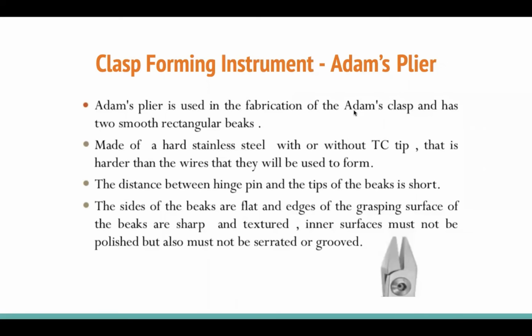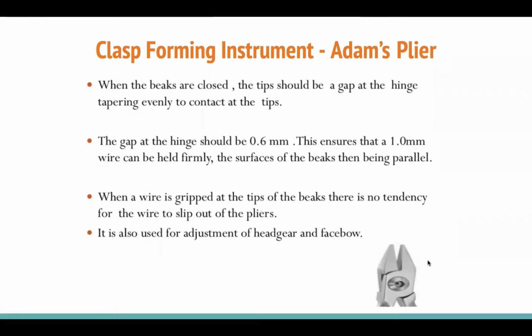Adam plier is used for the fabrication of the Adam clasps and has two smooth rectangular beaks made of hard stainless steel with or without tungsten carbide tip. The distance between the hinge pin and the tips of the beak is short. The sides of the beak are flat, and the edges of the grasping surface of the beak are sharp and textured. Inner surfaces must not be polished, but also must not be serrated or grooved. When a wire is gripped at the tip of the beak, there is no tendency for the wire to slip out of the plier. It is also used for adjustment of the head gear and the face bow.